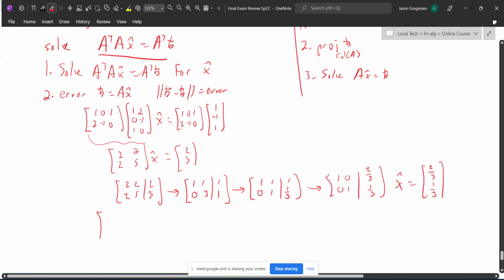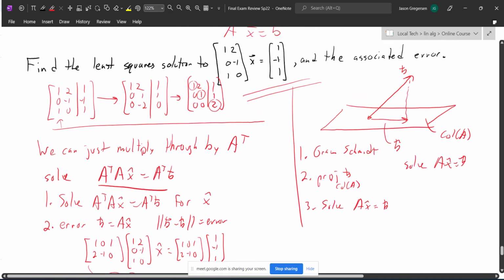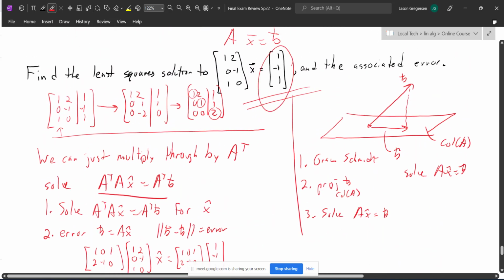Now if I take my matrix A, my 1, 2, 0, negative 1, 1, 0, and I multiply it by my least squares solution, I will not get b. I'll get the thing that's closest to b. So when I do this multiplication, I'm going to get 2/3 plus 2/3, which will be 4/3. I'll get negative 1/3, and I'll get 2/3, right? This is my b hat. I couldn't get to this b, but what I got to was the closest thing I could get to.